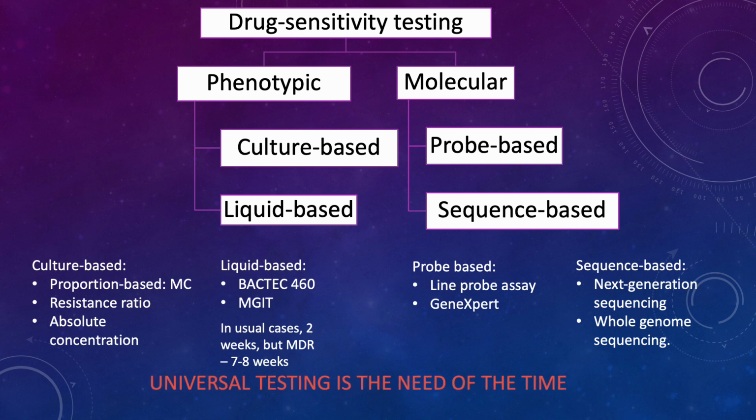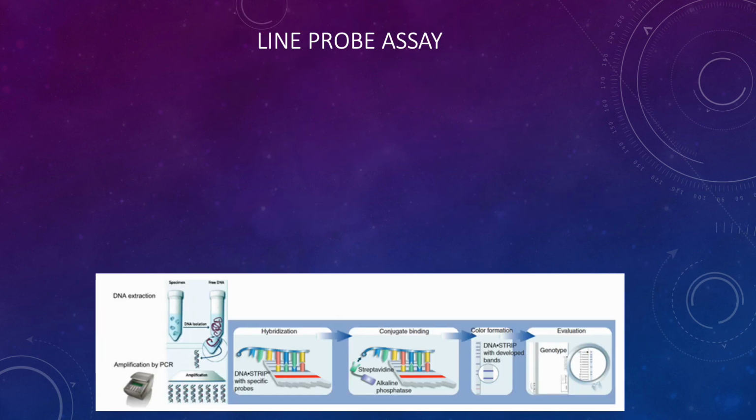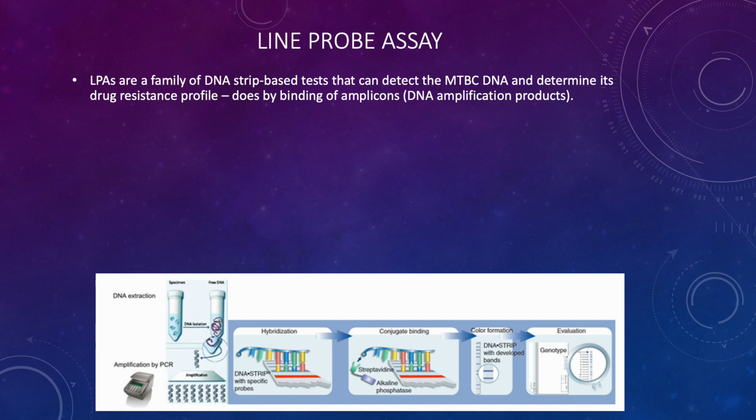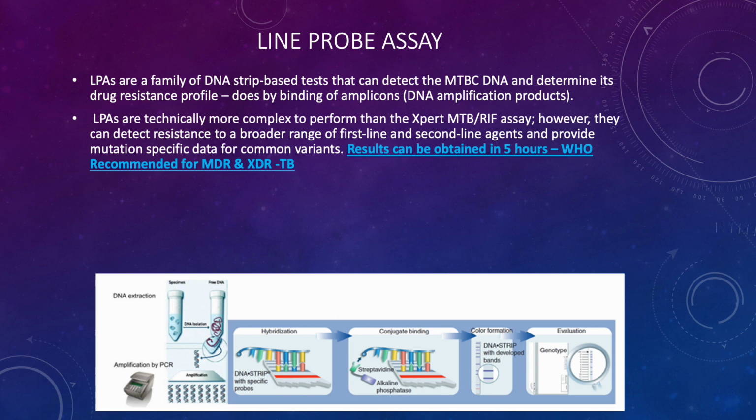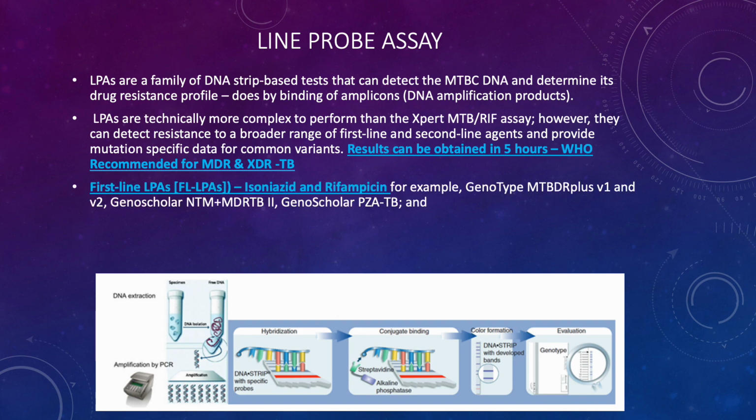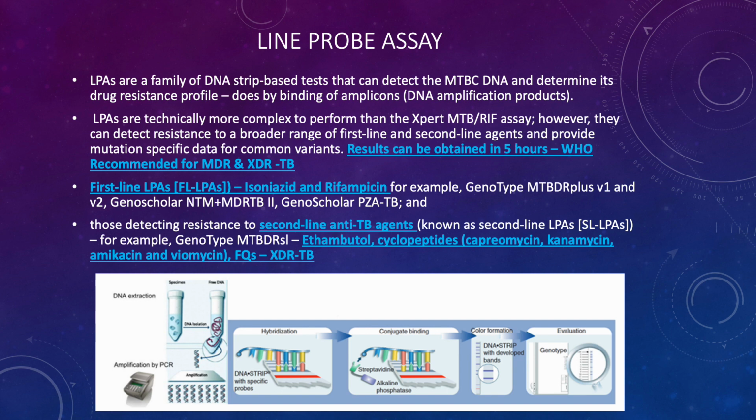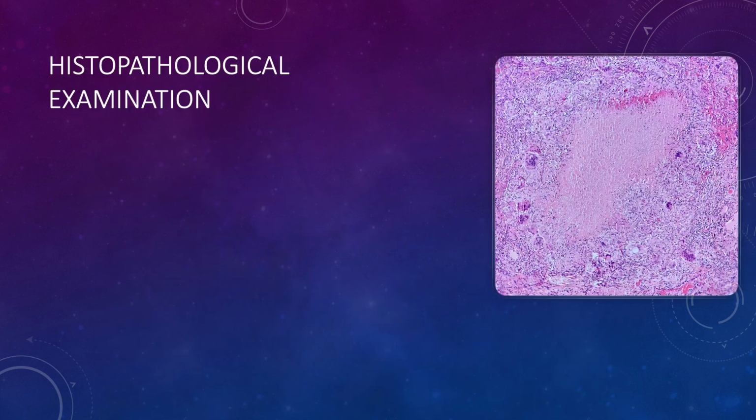Universal testing for drug-resistant TB is the need of the time, and we do it via GeneXpert. The line probe assay is a family of DNA strip-based tests which can detect MTB DNA by using something called amplicons, which are DNA amplification products. Line probe assays are technically more complex, but they can detect resistance to different first line and second line agents, and the results can be obtained in 5 hours. It is WHO recommended for MDR and XDR TB. First line line probe assay is for isoniazid and rifampicin, and second line for the second line agents. So it can be helpful in detecting MDR TB.